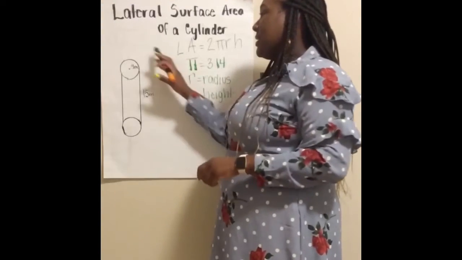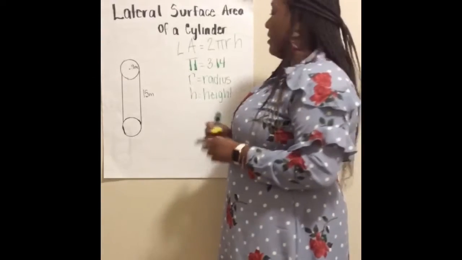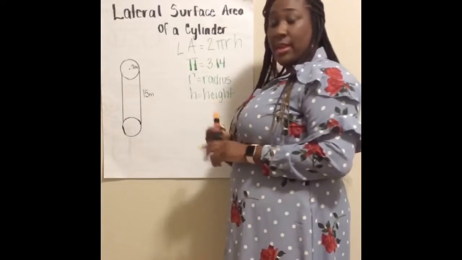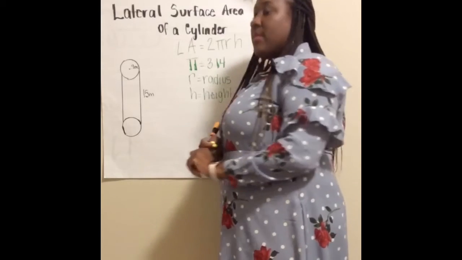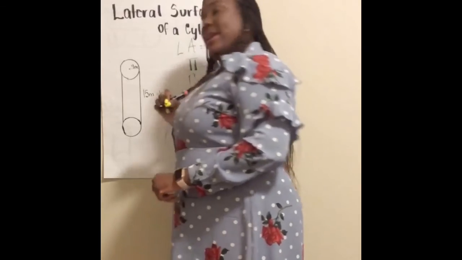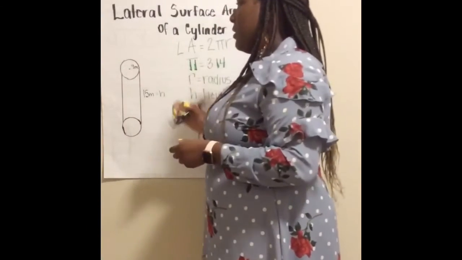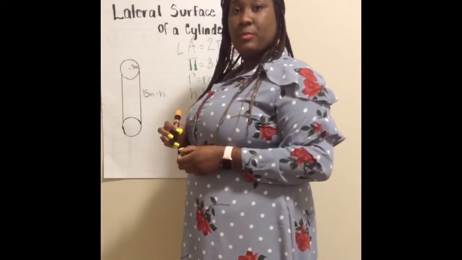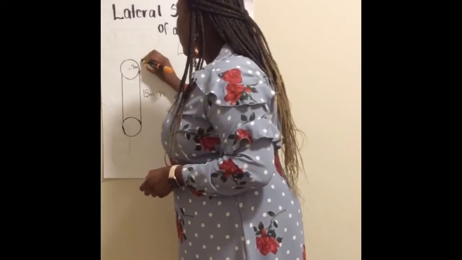So, let's look at our cylinder and let's identify what we have. So, we have this 15 here, and that is our what? Is that our radius or is that our height? 15 is our height. Okay? So, now looking at our circle, this 9 represents what? This 9 represents our radius.